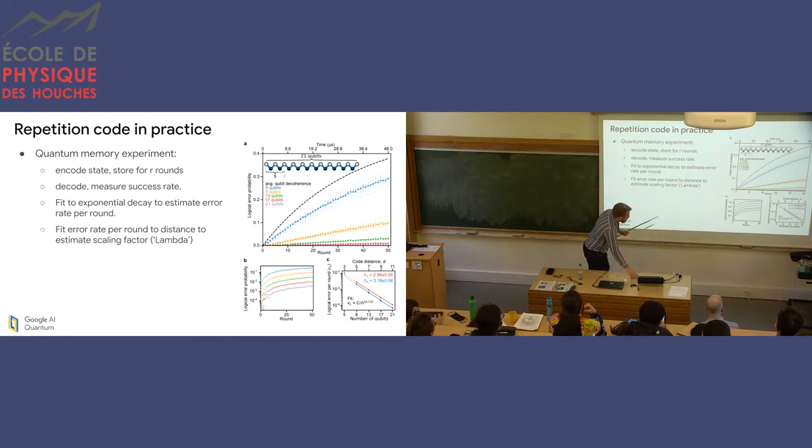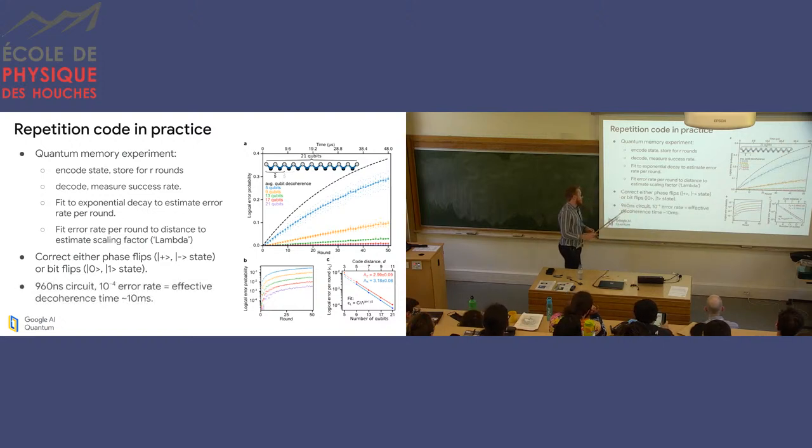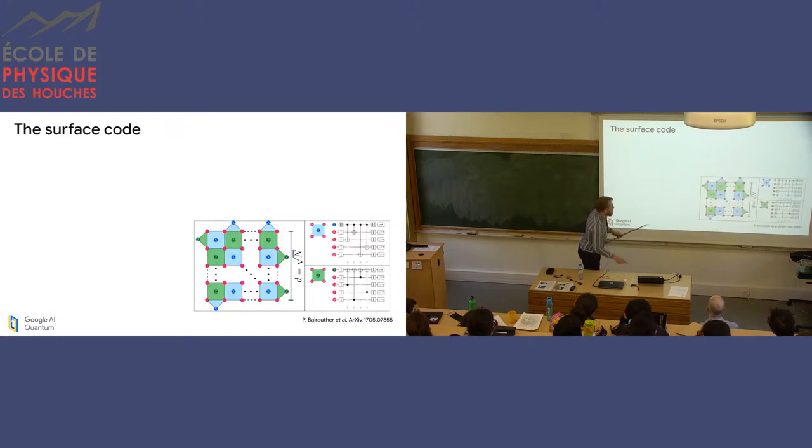Cool. So that's great. And the nice thing to say here is that it's a 960 nanosecond circuit. We get a 10 to the minus 4 error rate per cycle. This means that we have, well, it's not really a qubit because it can only correct against bit flip errors, but we have a logical bit made out of superconducting qubits with a lifetime of 10 milliseconds. Cool. So that's the repetition code, which, as I mentioned, is not a full quantum error correcting code.